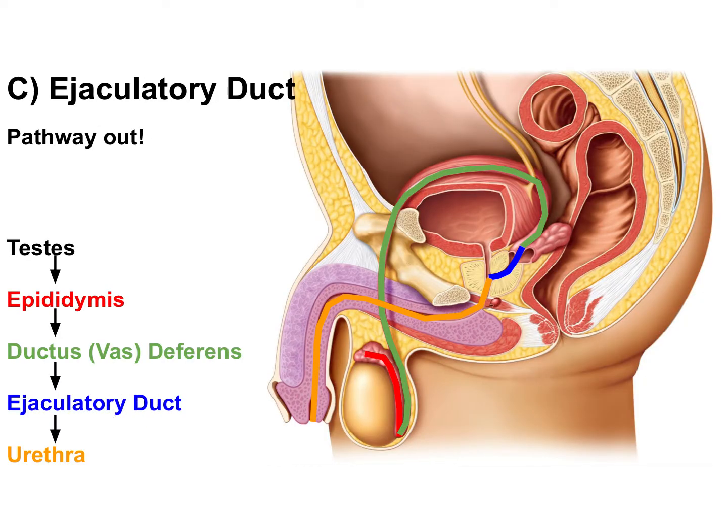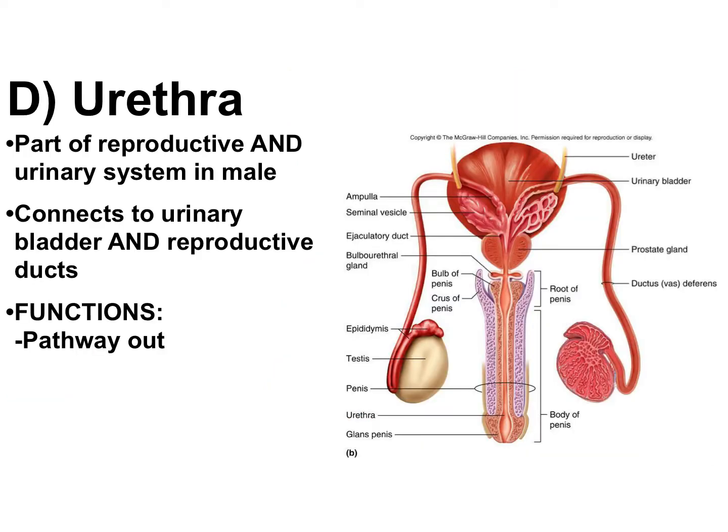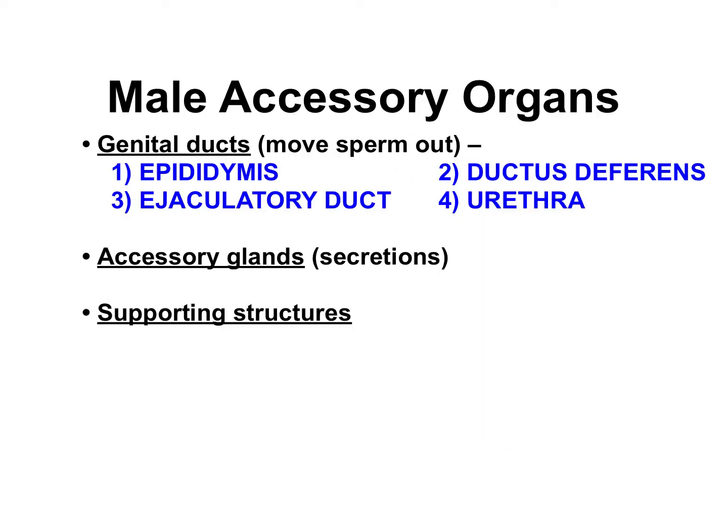Overall, the ejaculatory duct is pretty boring, and let's just think of it as a short tube that helps form the pathway out. But the urethra is kind of interesting. It's the last tube on the way out, and in males, the urethra is part of the reproductive system and urinary system. You can see here's the urethra. The urethra connects to the bladder, that's up here, and we've already seen how the urethra takes semen from the ejaculatory ducts, which are here, to the outside of the penis.